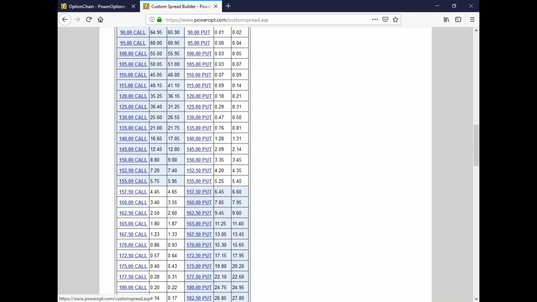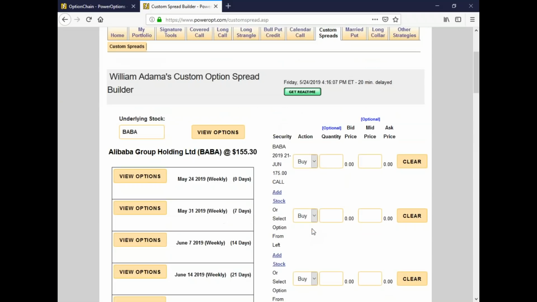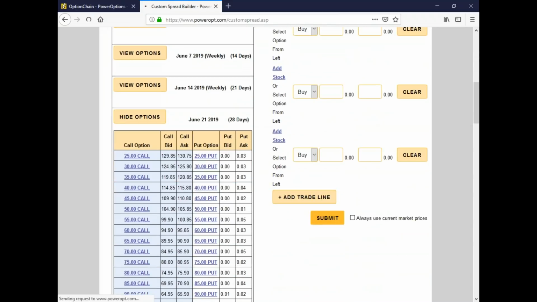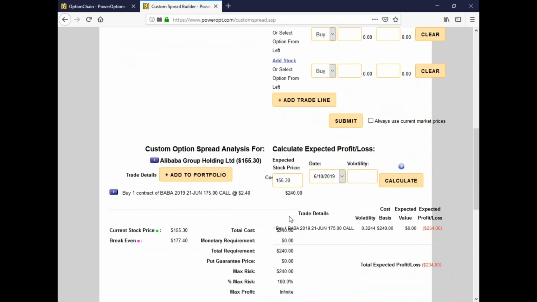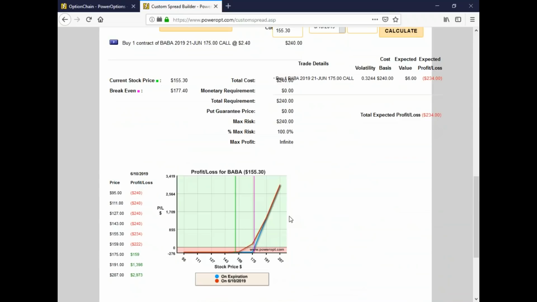Is that what I wrote down? Yes, 175, and we paid a price of $2.40 for it, and we see it's currently priced at around 40 cents. Okay, so we're just doing this now to see what our view is and how far out of the money we are at the current time.